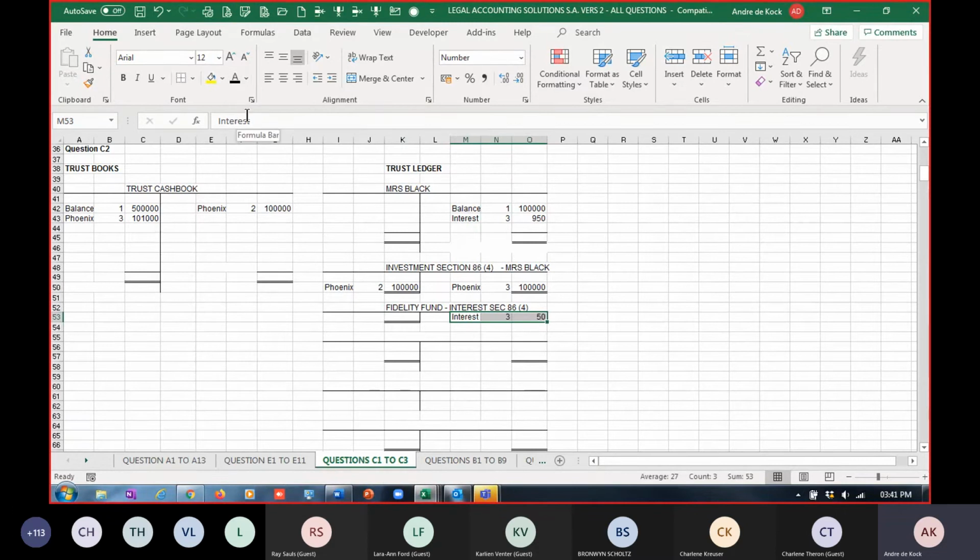Then it tells us we pay interest to the beneficiaries. Who are the beneficiaries of the interest? Mrs. Black. So I do an EFT to Mrs. Black, then I write up my cash book. Is there a transaction? Yep. And I'm going to credit here the 950, and then the other 50, I'm going to pay to the Fidelity Fund. And let's post it now. We debit Mrs. Black with the 950, and we still have the 100,000, and we debit the Fidelity Fund with the 50.